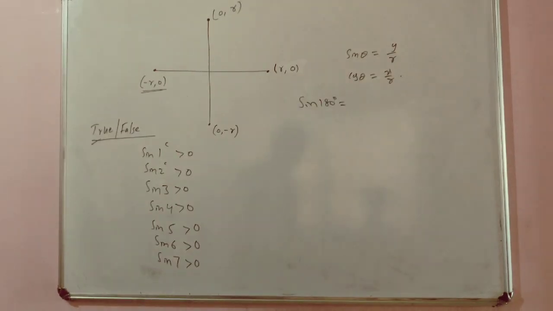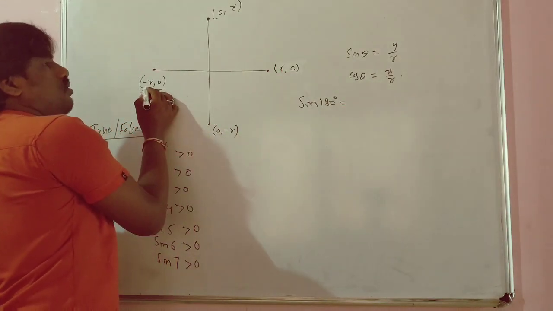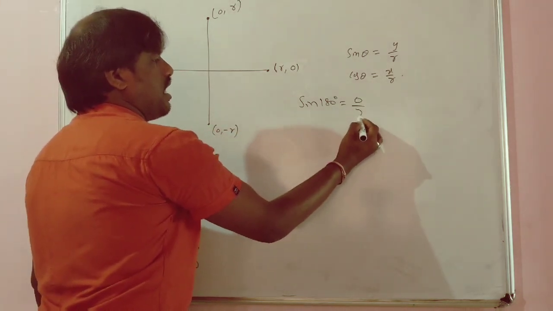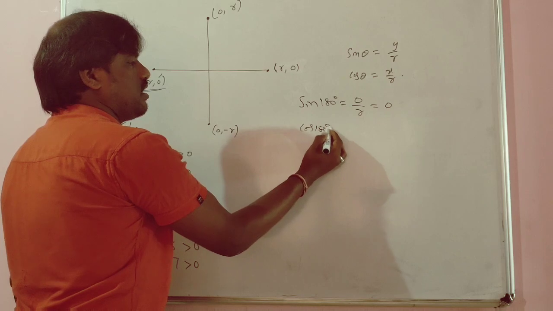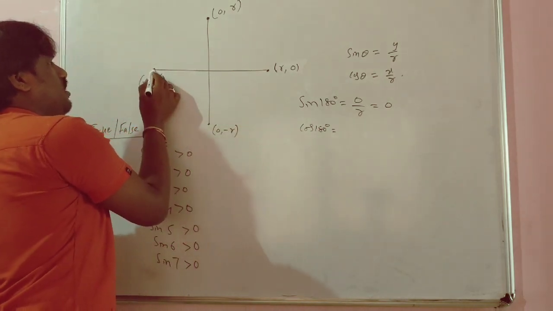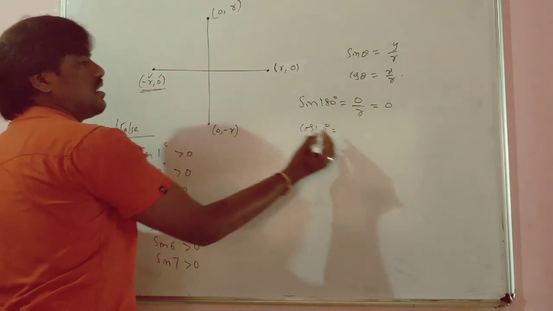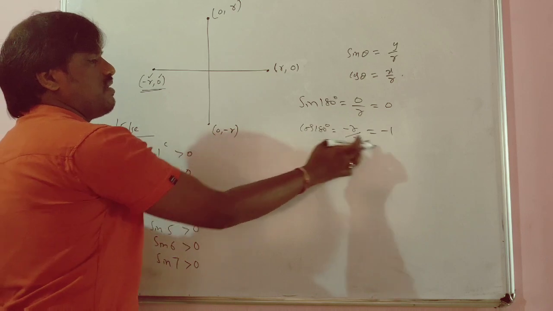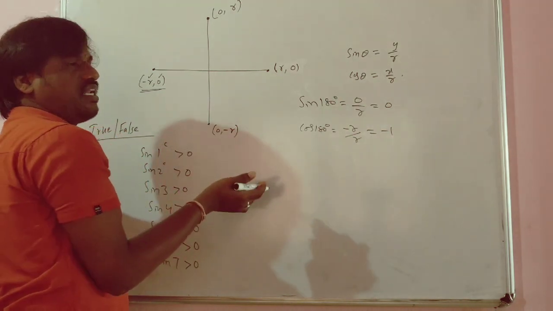So as I told you, sin 180 is equal to y by r. The y coordinate is 0, 0 by r, that is equal to 0. Suppose I want to find cos 180, here cos is x by r. x is minus r here. Minus r by r, cancel, minus 1. So cos 180 is minus 1, sin 180 is 0. Likewise you can find anything, okay.